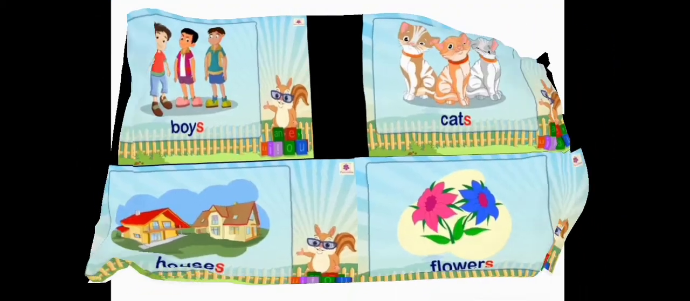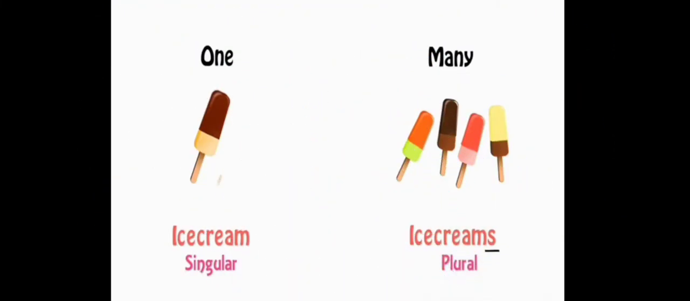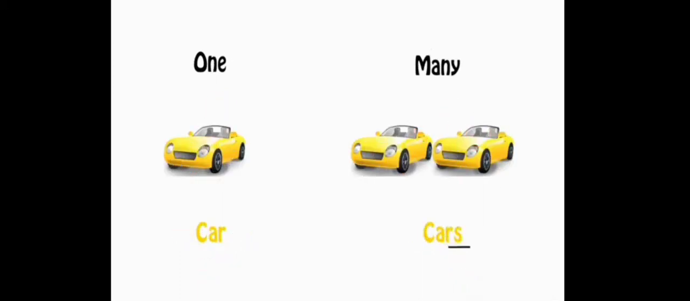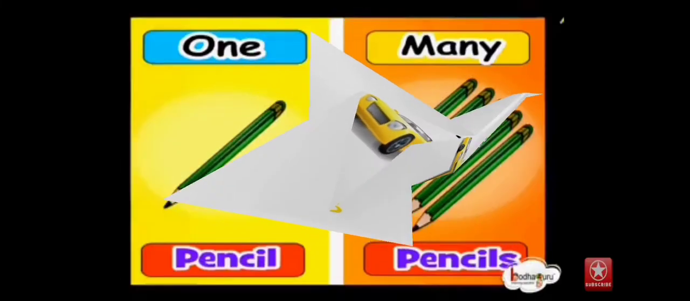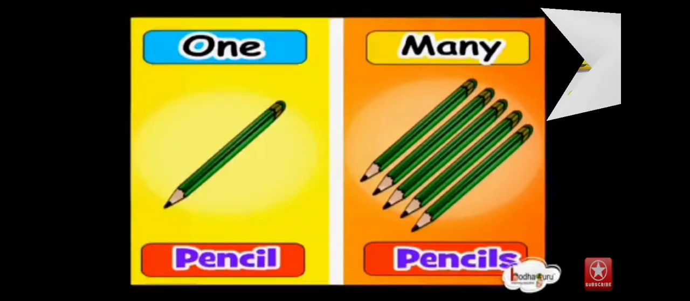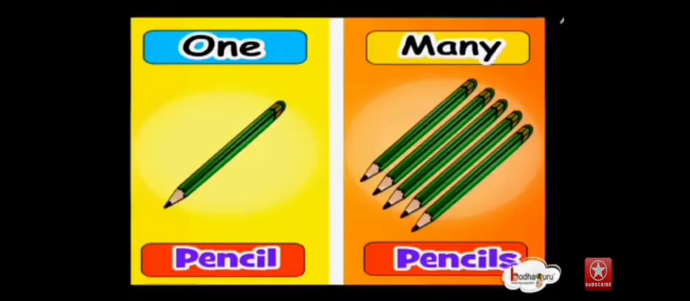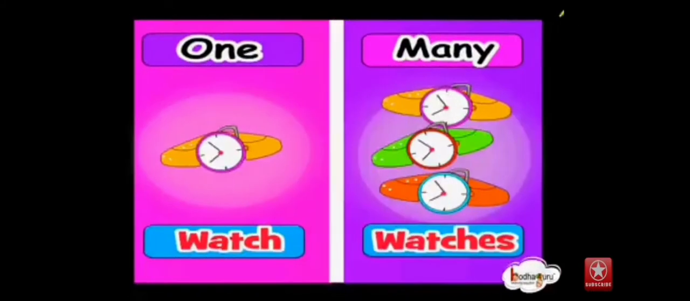So, in this slide, you can see one ice cream and many ice creams. For many, we added S. One car, and by adding S, many cars. One pencil, but many pencils. One watch, but many watches.